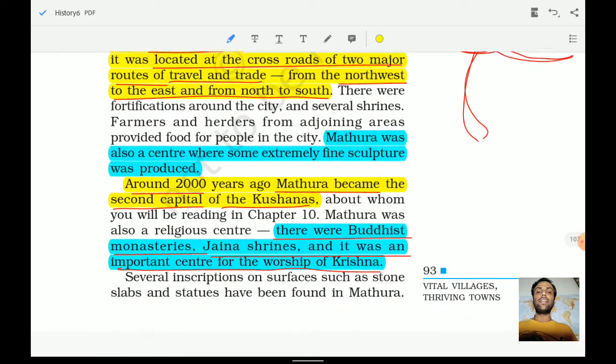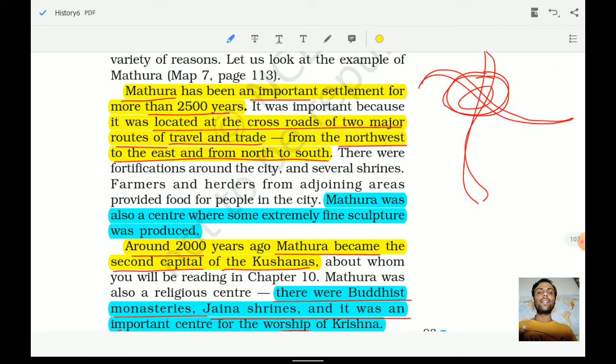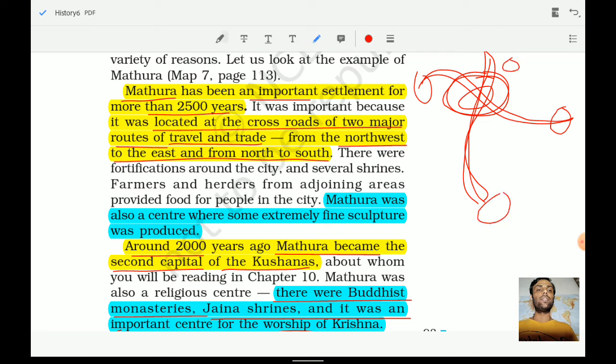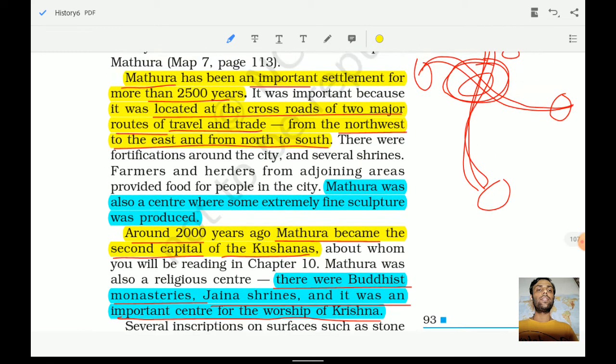Mathura was also a center where extremely fine sculpture was produced. If sculpture was being produced here, traders must have got the sculpture from here and sold it here, or traders moving from north to south or south to north must have collected the sculpture from here and sold it in the north or the south, right? So this also plays an important role for trade.